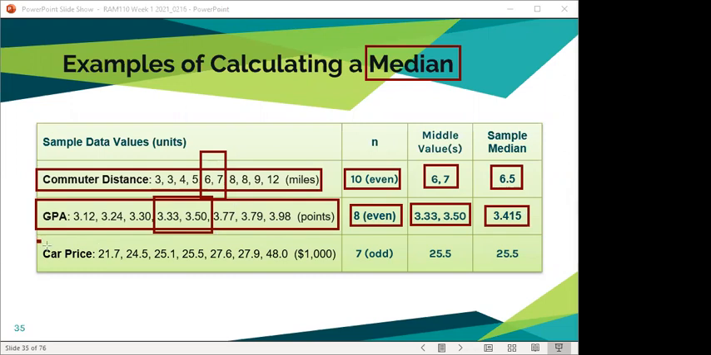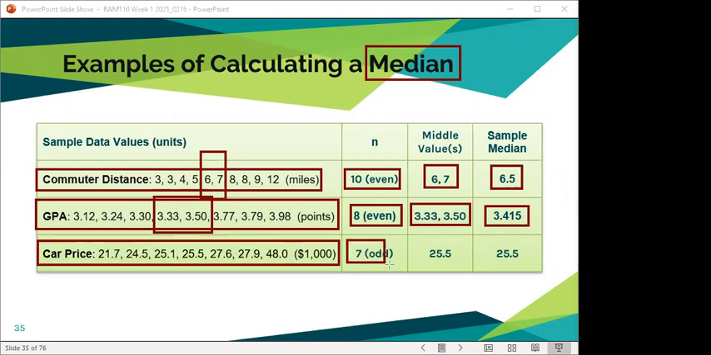And then finally, car prices in thousands of dollars. That's an odd numbered data set. That means there are 7 numbers, not uneven numbered. The middle number is 25.5. I listed it here as well under sample median. There's no calculation there.